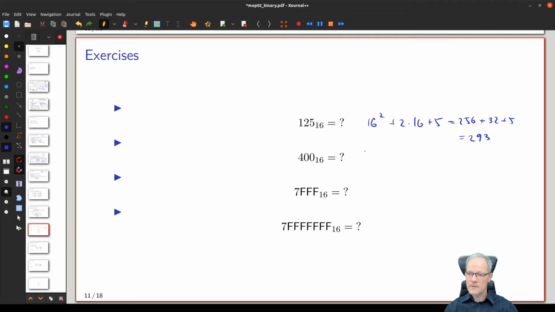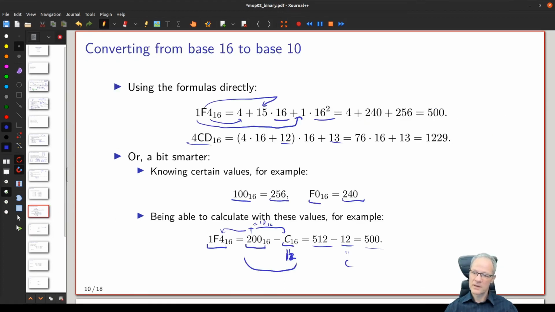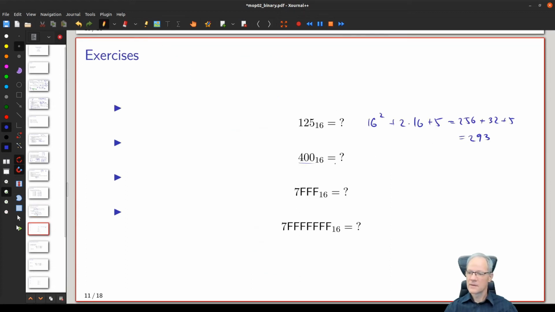All right. So now this one, the 400 seems to be a round number already. So I can cheat a little bit, or better yet, be smart a little bit, and remember that 100 is 256. And therefore, this is going to be 4 times 256, which is 1024. Now, this also happens to be 2 to the power of 10.